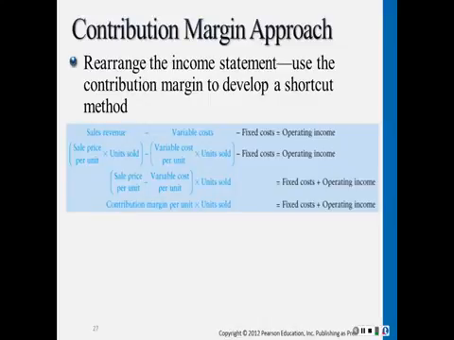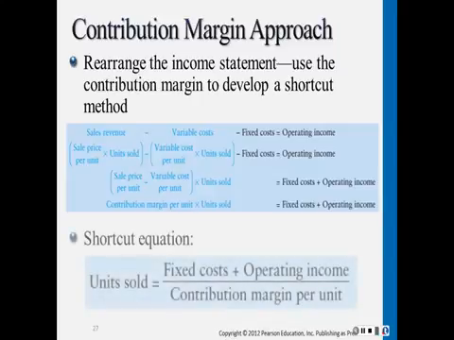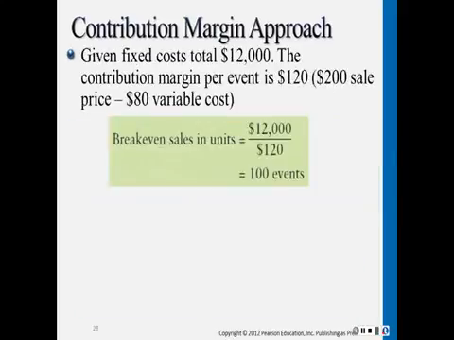Now let's rearrange the income statement formula and use the contribution margin to develop a shortcut method for finding the number of products or services one must provide to break even. Dividing both sides of the equation by the contribution margin per unit yields the alternate equation. Fixed costs total $12,000. Operating income is zero at break even. The contribution margin per event is $120. That's $200 sale price minus the $80 variable costs. Why does this shortcut method work?